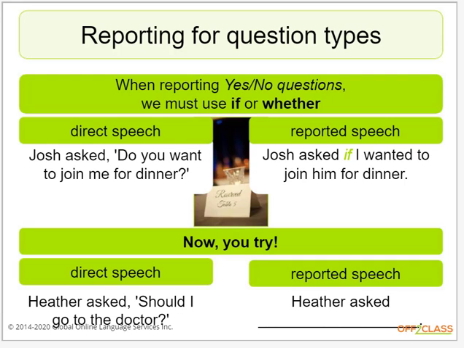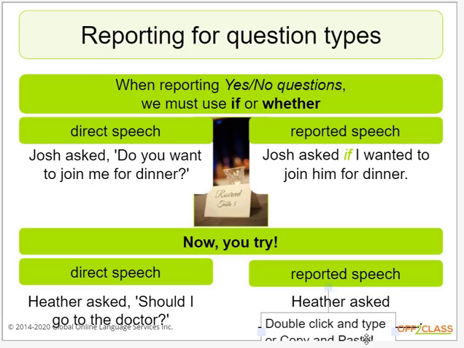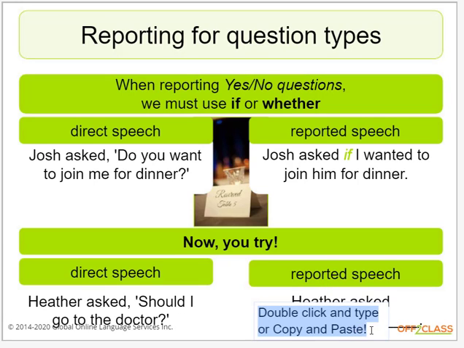Right? Now you try. Heather asked, "Should I go to the doctor?" Heather asked if she should go to the doctor. If she should go to the doctor. Heather is talking about herself here, so she should talk about herself. So Heather asked, let me write it out. This one. She go to the doctor.